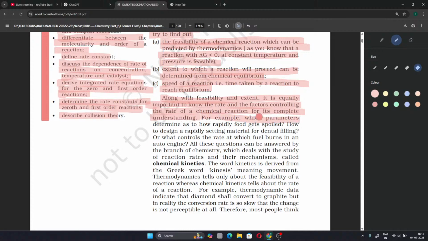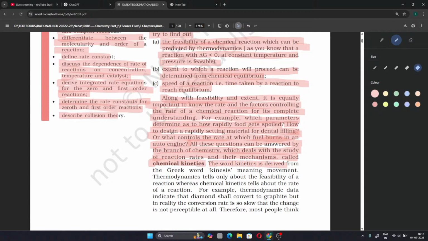For example, which parameters determine how rapidly food gets spoiled? How to design a rapidly setting material for dental filling? Or what controls the rate at which fuels burn in an auto engine? All these questions can be answered by a branch of chemistry which deals with the study of reaction rates and their mechanisms, called chemical kinetics.